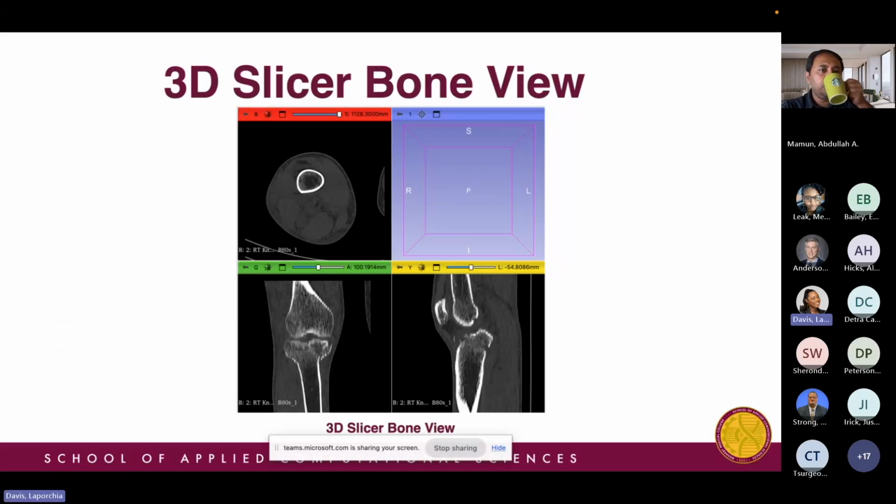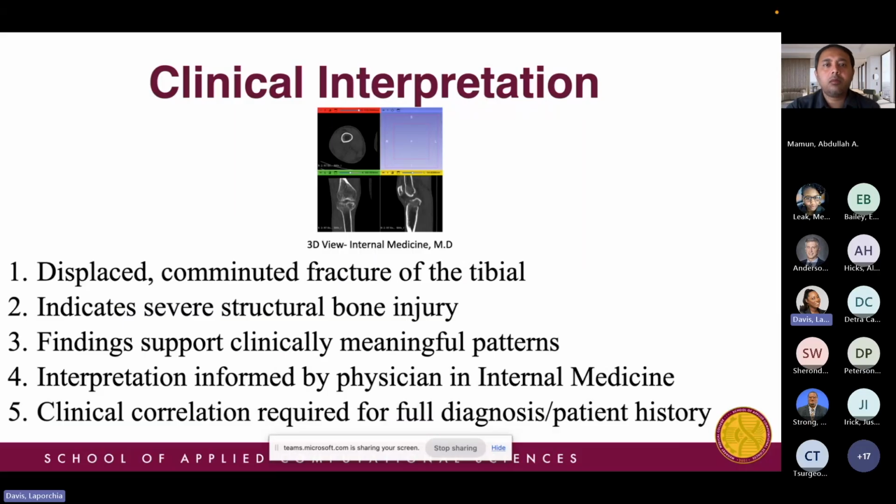The next step I did was take that CT image and apply it to 3D Slicer software. This software would allow me to see what is actually going on with the image and also possibly do some interpretations. So I decided to send that image to a physician. However, his background is specialized in internal medicine instead of radiology.